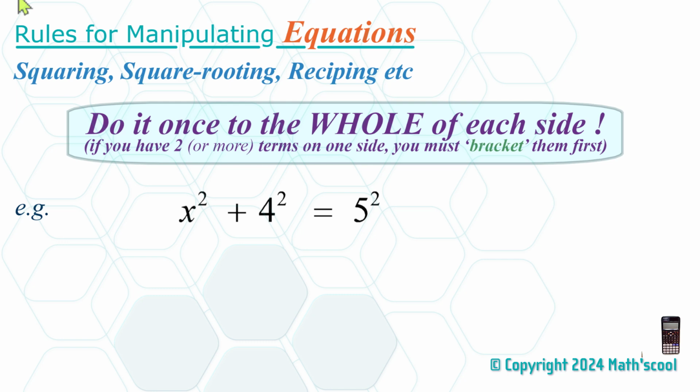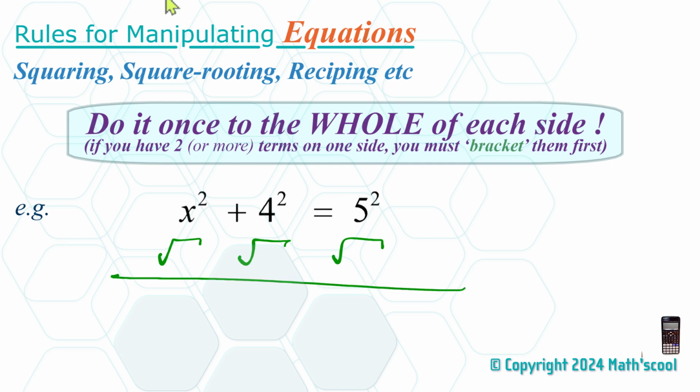Squaring, square rooting, recipping, etc. They all come under indices. So squaring is to the power 2, square rooting is to the power half, recipping is to the power minus 1. So all come under the heading of indices. If you want to do that, well, square root, square root, square root. And so that gives us x plus 4 equals 5, because the squared and the square root are the opposite of each other, and so you could cancel them out. And here again you could cancel them out, and here again you could cancel them out.